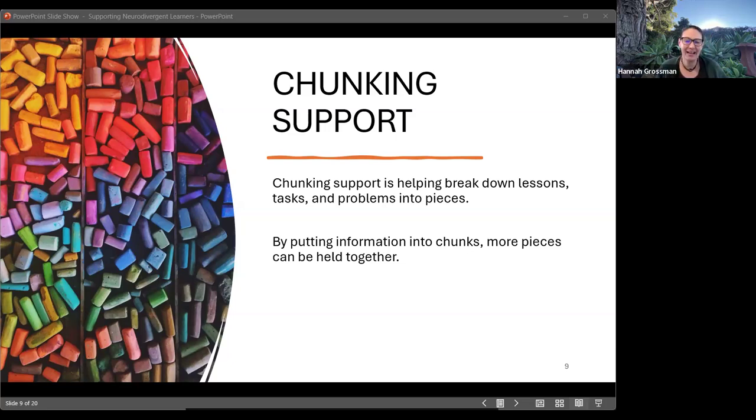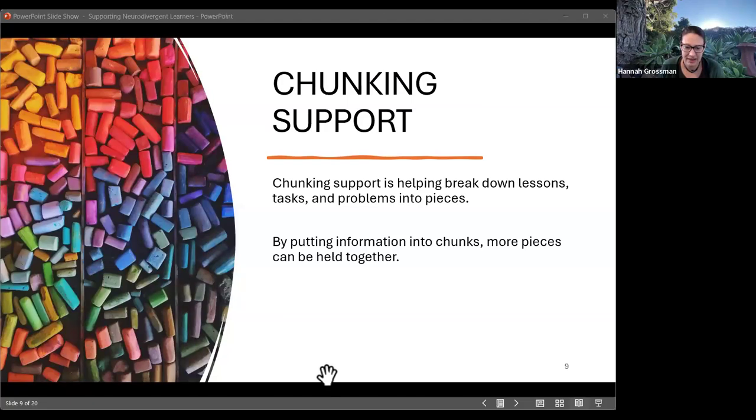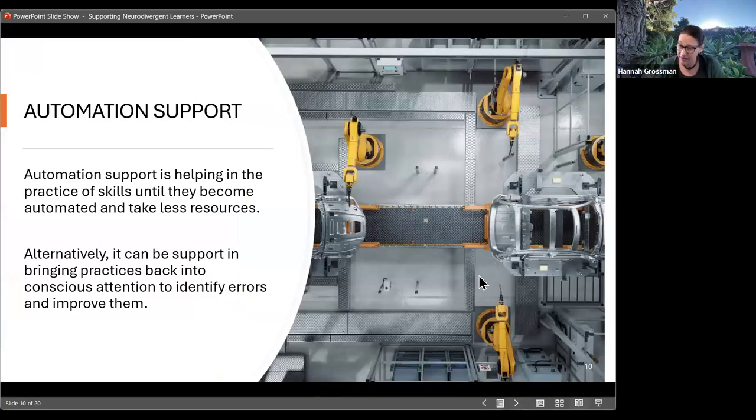Okay, I'm going to stop and we're going to pause and talk about automation support. Just like we break information into chunks to remember it, and that's a universal for how our brains remember information, and we can use that powerfully to support learning, automation is another universal of cognitive processing that we use to process more powerfully, and teachers can support learners in using more powerfully.